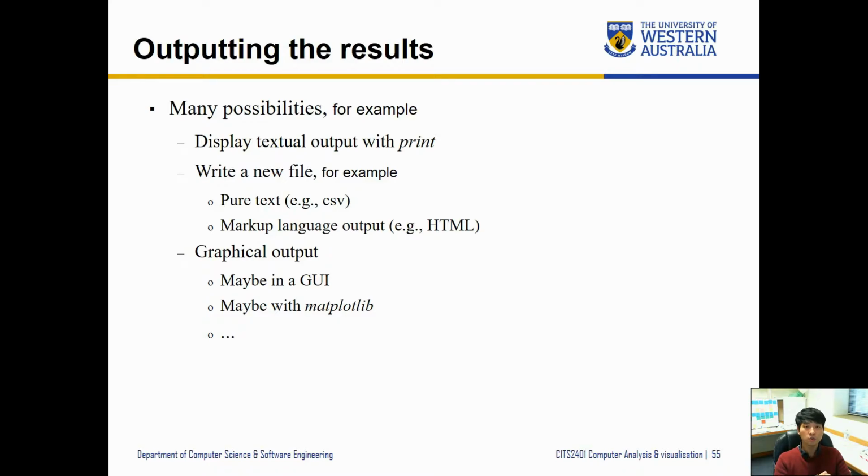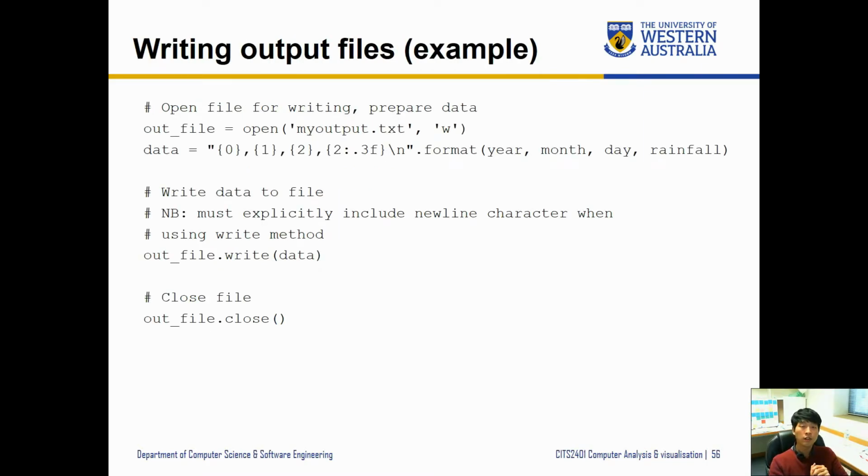But other options are graphical outputs, for example, in a GUI or using matplotlib, which we will see quite a few videos later, and any other types of graphics that you could probably think of. But in this one, we'll be looking at using the text-based file, particularly just the normal text file as well as the CSV.